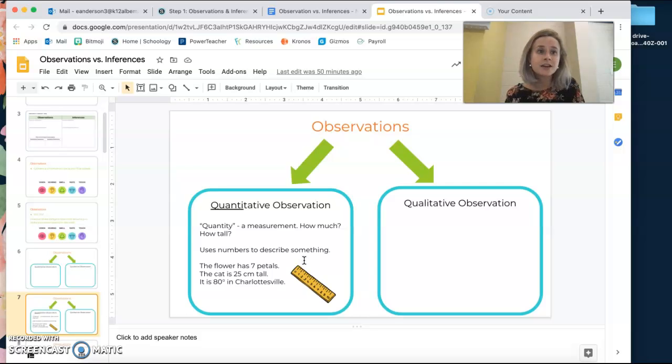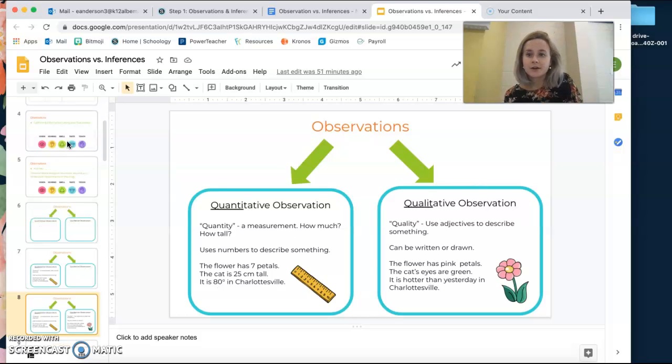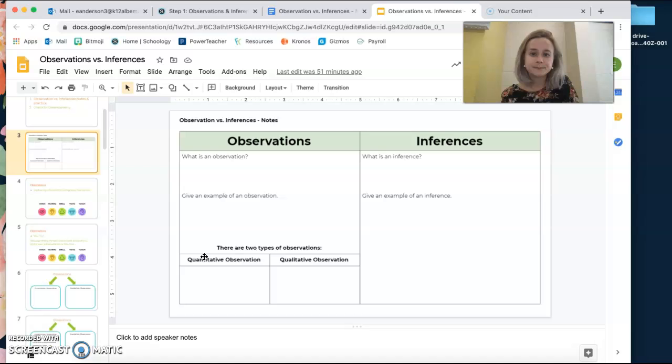Here are some examples. If we count the number of petals a flower has, that's quantitative. If I say my cat is 25 centimeters tall, I measured using numbers. That's quantitative. If I say today it's 80 degrees in Charlottesville, I'm using a measurement to describe what the temperature is, quantitative. So again, we're writing this here.